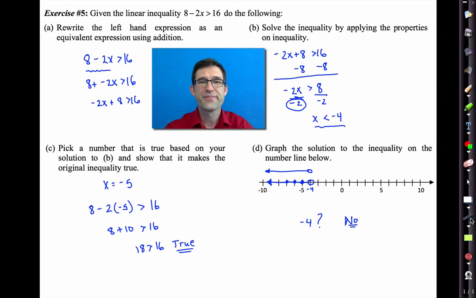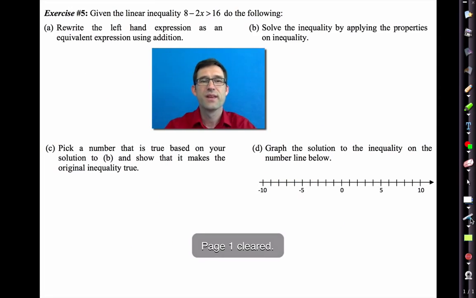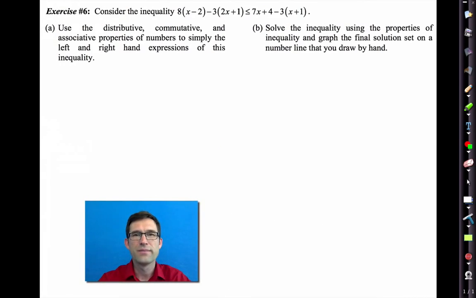Here it goes. All right, next problem. Now, whoa, this is as bad as it gets. Okay, it doesn't get any worse than this. And the thing is, it's not that bad, right? We've solved equations that look exactly like this, but now we're going to solve an inequality.